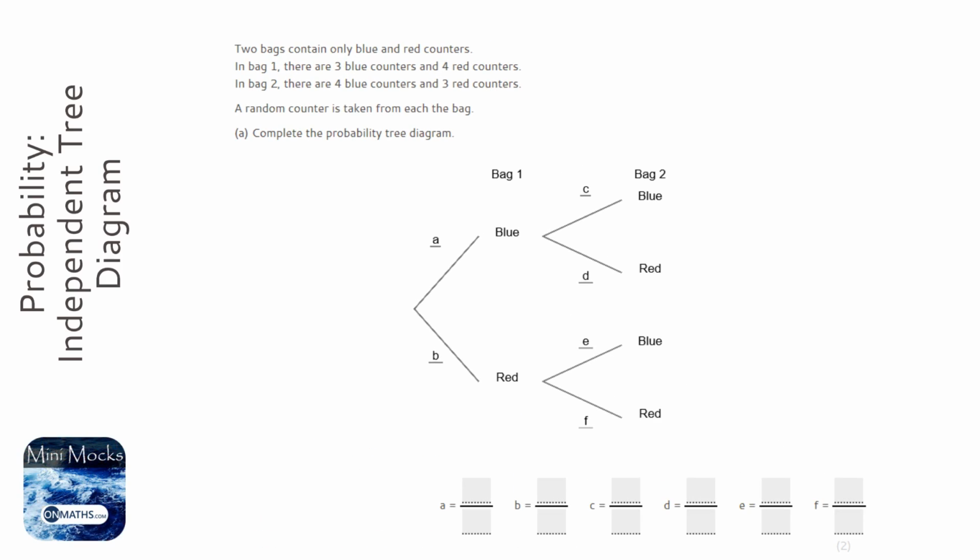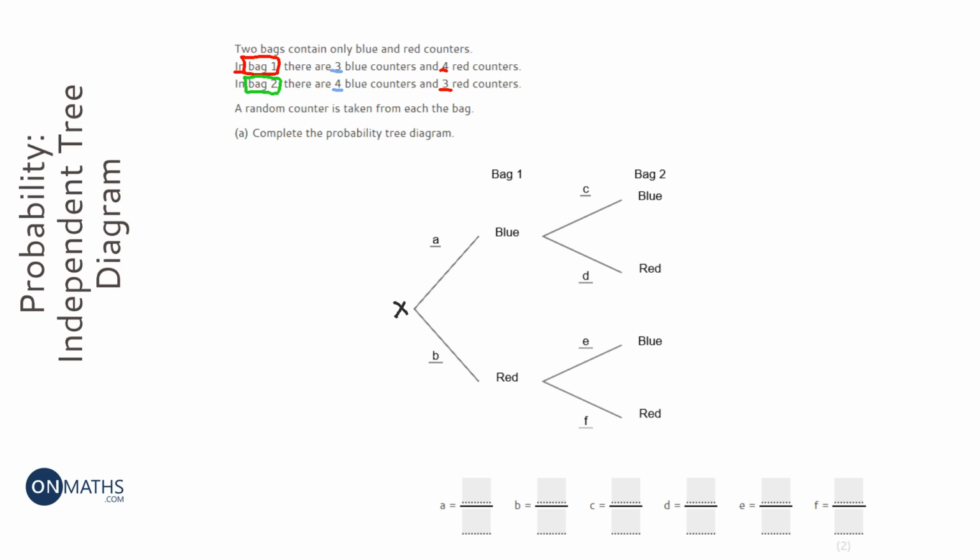Okay, so tree diagram question, and this one says that in bag 1 there are 3 blue counters and 4 red counters, and in bag 2 there are 4 blue counters and 3 red counters. So with tree diagrams we always start here and we ask ourselves, well, in bag 1 we can either pick a blue or a red. Well, let's start with blue.